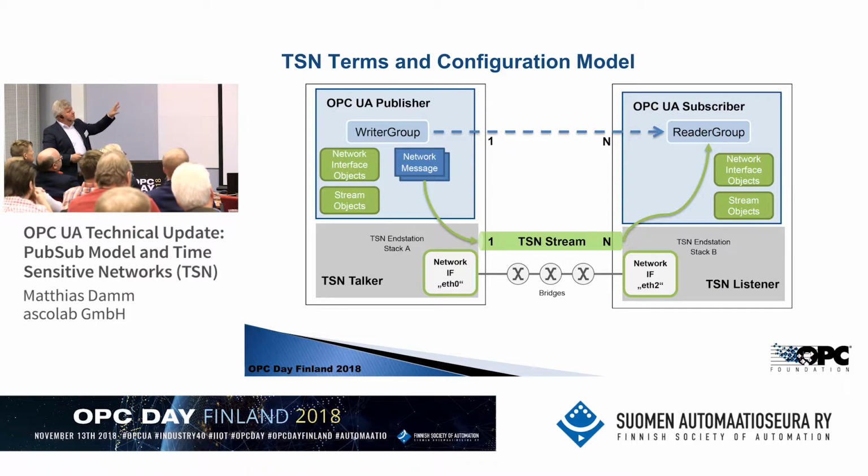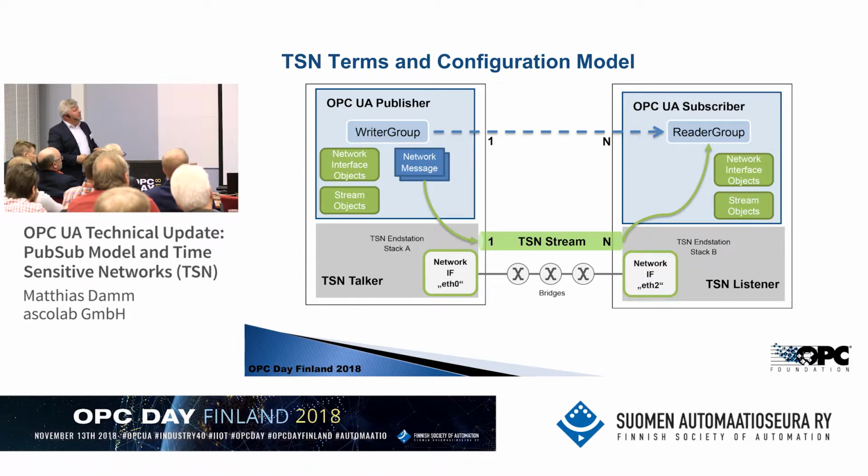And then if you link that to a TSN network, the terms used in TSN are TSN talker for the sender side and TSN listener on the receiver side. And the logical connection between the talker and the listeners is called a TSN stream. And there's also a one-to-n relation. So one talker can use a stream to send data to n listeners.